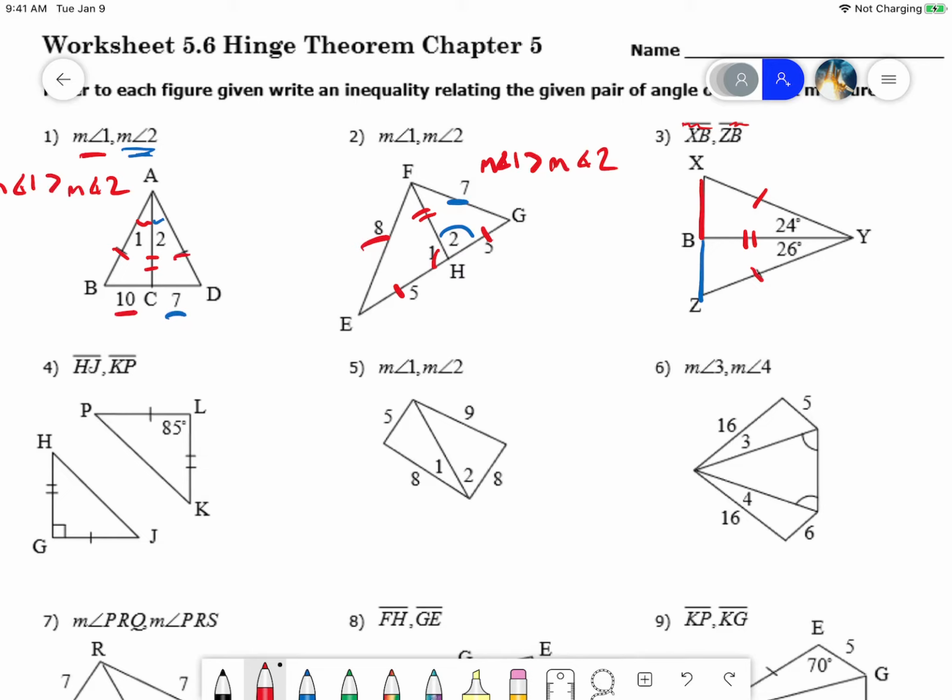And so now I can apply the hinge theorem. What I'm trying to figure out is: is XB greater than BZ, or is BZ greater than XB? Again, I'm going to look at their angle measures. Since the angle opposite XB is 24 and the angle opposite BZ is 26, BZ should be open a little bit more because the angle is open a little bit more. So in this case, I would say that BZ, or ZB rather, is greater than XB. So the measure of ZB is greater than the measure of XB.